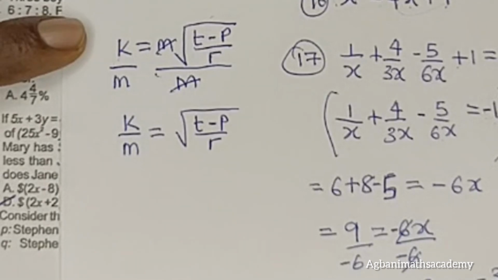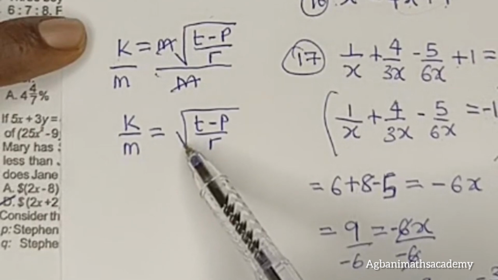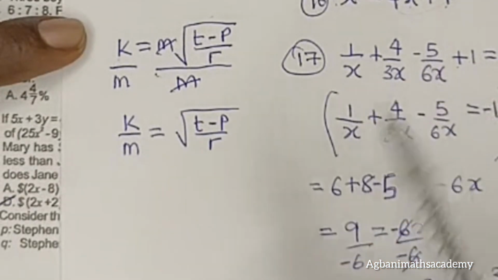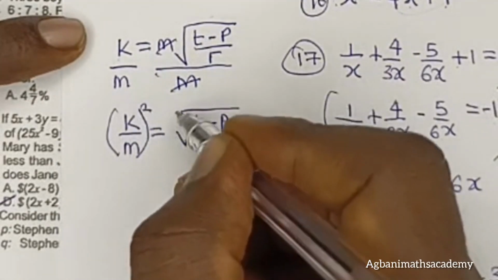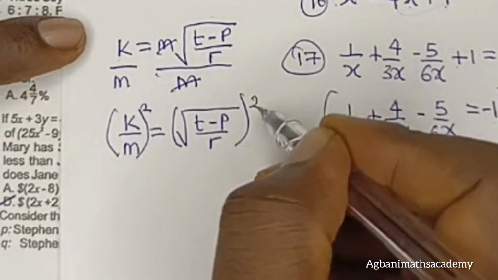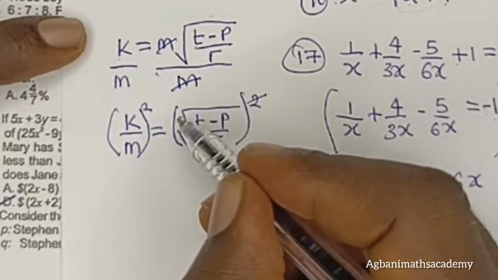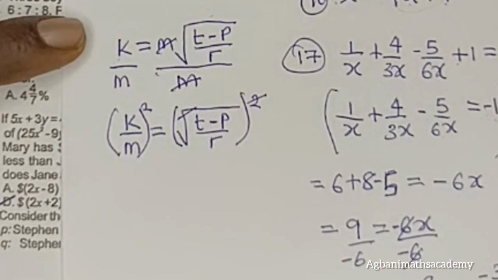The next thing we need to do is eliminate the prison bars, the square root. How do we eliminate the square root? We introduce the opposite of square root to both sides of the formula. The opposite of square root is square. So we square both sides of the formula. We square the left side, we square the right side. On the right side, square root and square will cancel out each other.